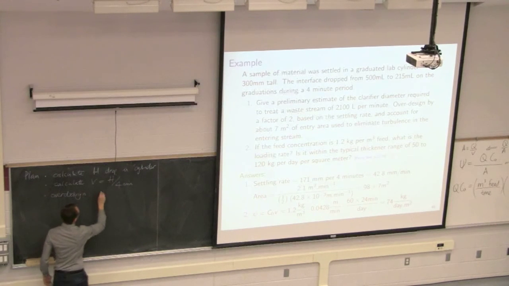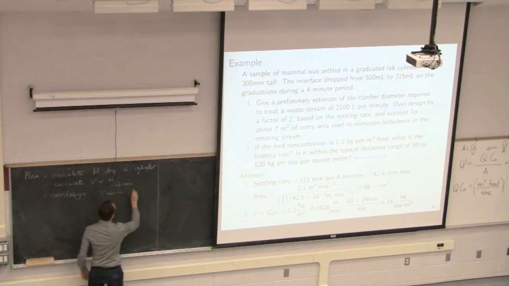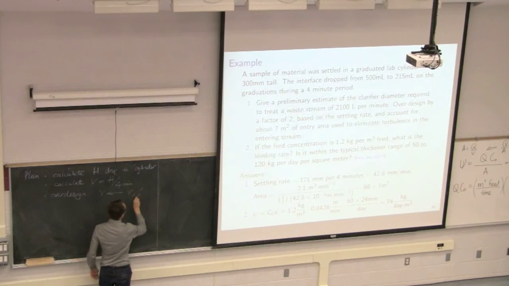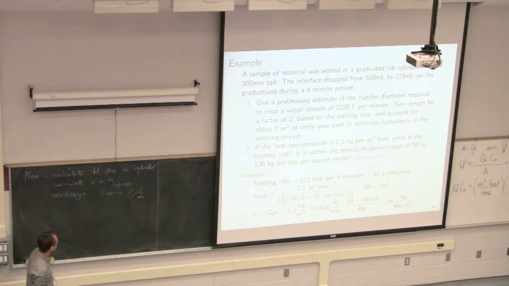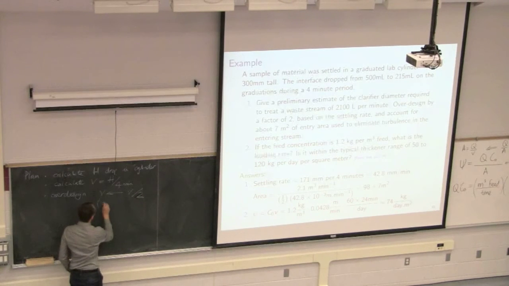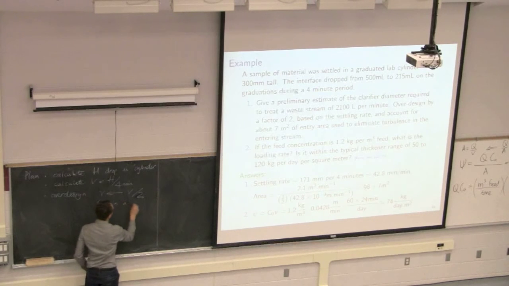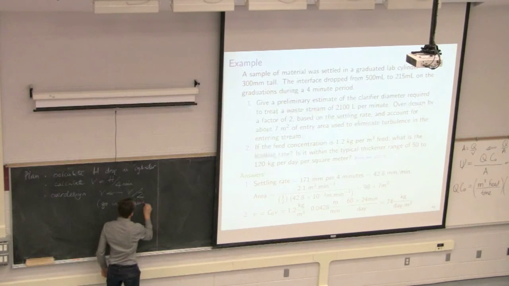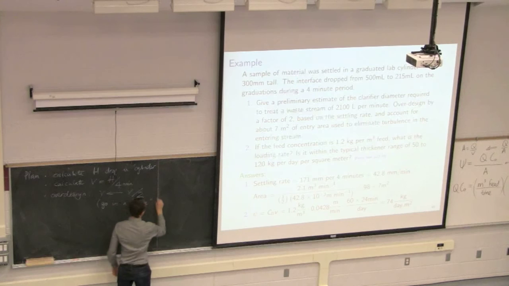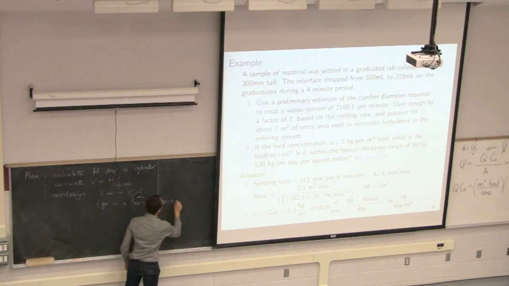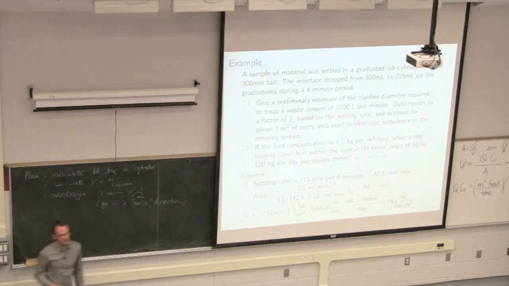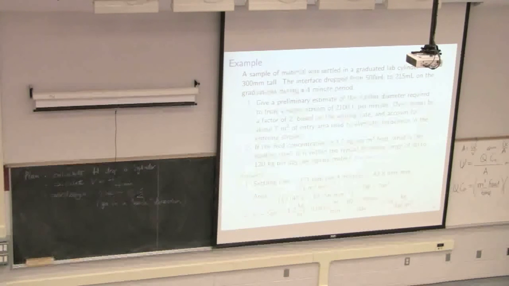What over design says is V should be whatever your V was previously, divided by 2. You can make a note here, go in a worse direction. Emphasizing that you understand that halving the velocity is going to make the system operate worse. Your particles are moving at half the settling rate.